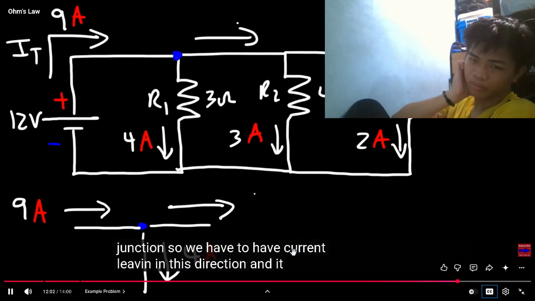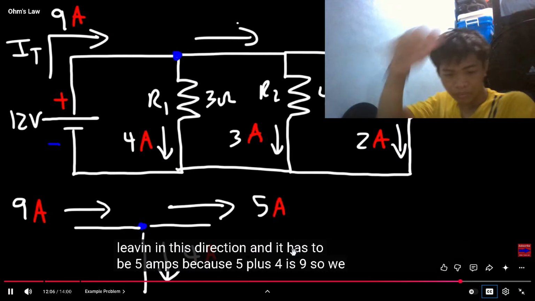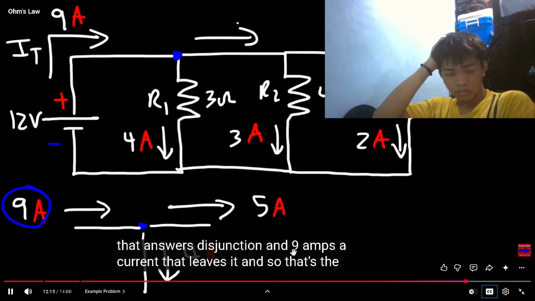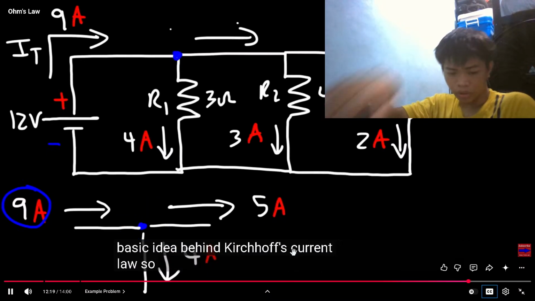have current leaving in this direction, and it has to be 5 amps because 5 plus 4 is 9. So we have a total of 9 amps of current that enters this junction, and 9 amps of current that leaves it. And so that's the basic idea behind Kirchhoff's current law. So we have 5 amps.